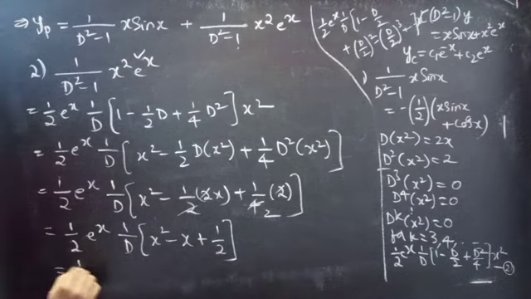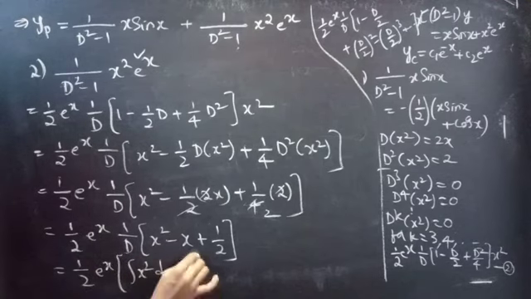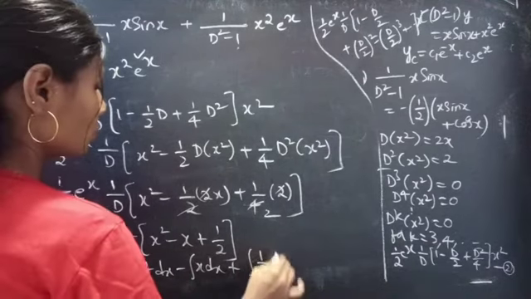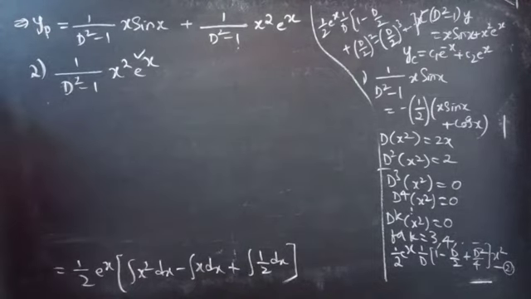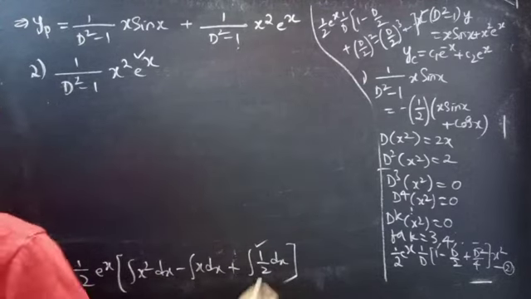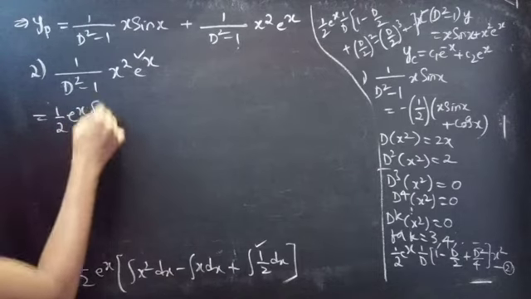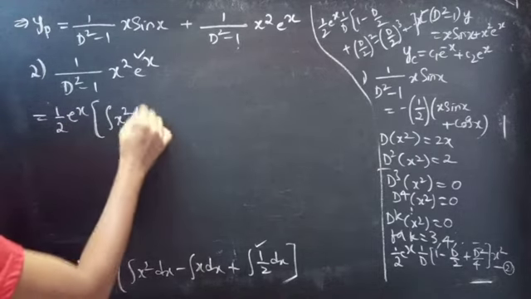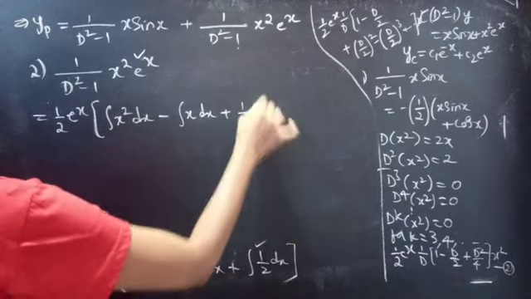This equals 1/2 e^x [∫x² dx - ∫x dx + ∫1/2 dx]. Before operating the integral, we'll write the constant outside the integral. So this equals 1/2 e^x [∫x² dx - ∫x dx + 1/2 ∫dx].